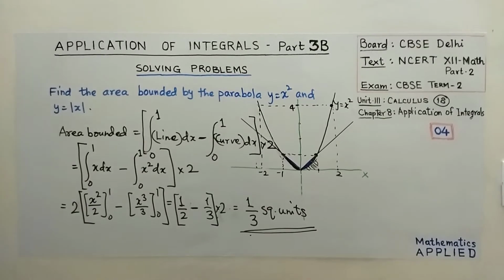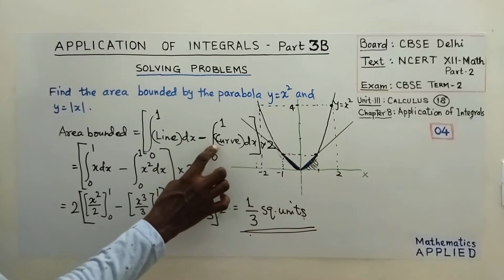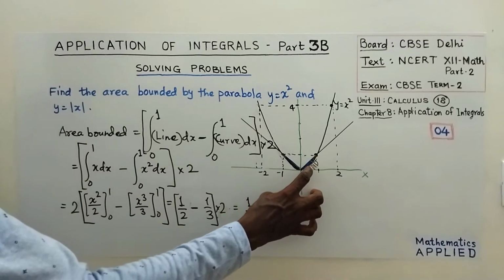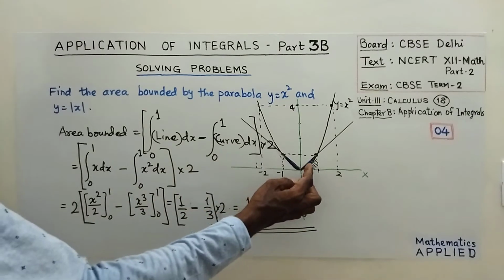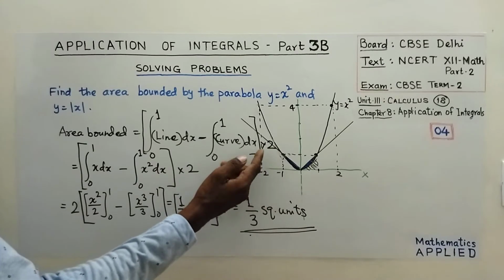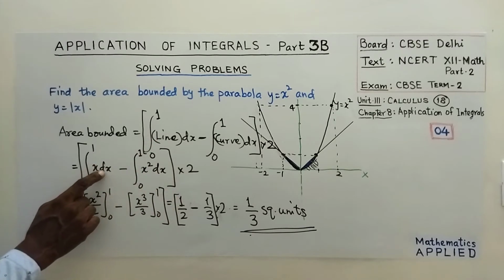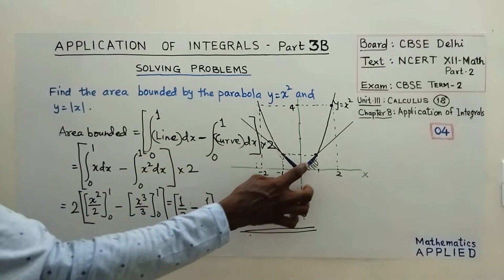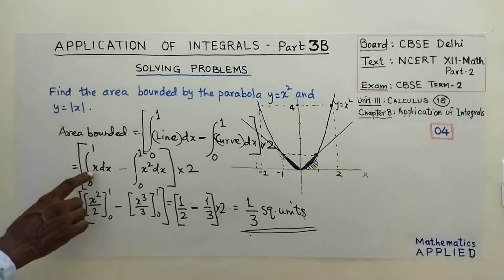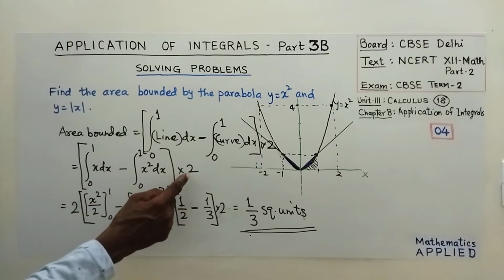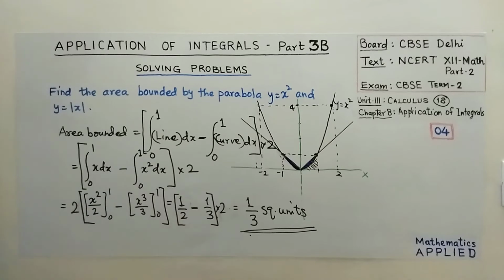So it was integral of line minus integral of curve, right? As I said, it is integral of line minus integral of curve, but it has to be doubled. That I forgot to tell you. That is into 2 we will multiply. So we find that line is actually x dx, because on the right side it is going to be y equals x. So therefore x, and this is going to be x square because y is equal to x square. So we have this multiplied by 2, and that's it. When we evaluate, that is coming out to be 1 by 3 square units. So let's go to the next problem.